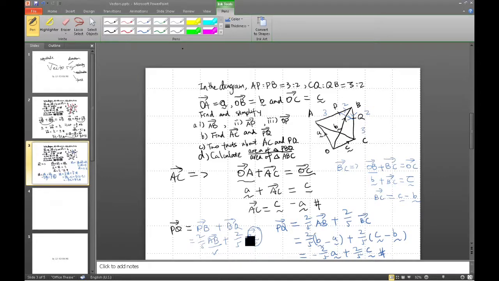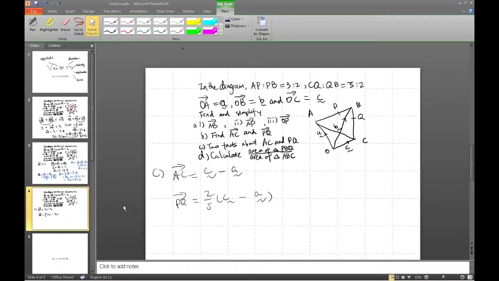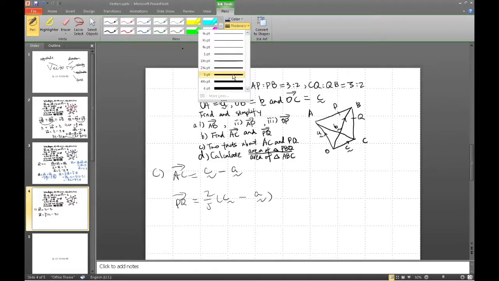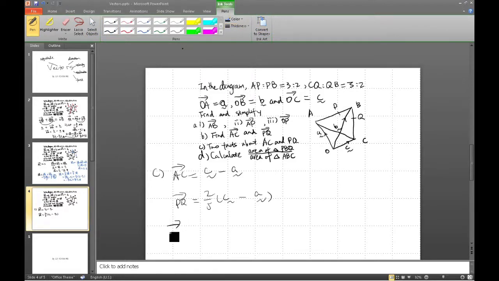And let's move on to part C. Okay, part C, from the previous slide, we have found AC and PQ, and the answers are shown here. So what are the two facts about AC and PQ? From these two equations, we can actually see that PQ is equal to 2/5 of AC.